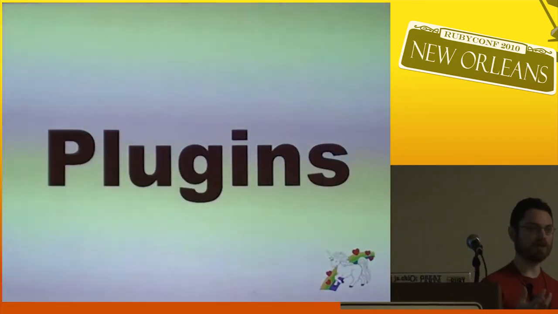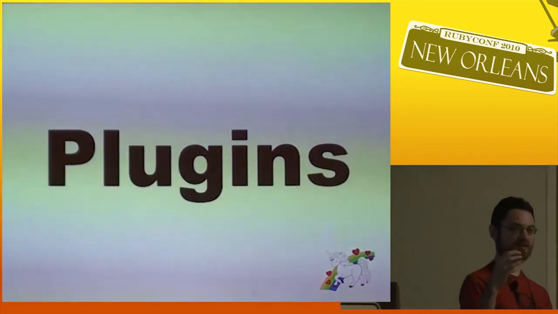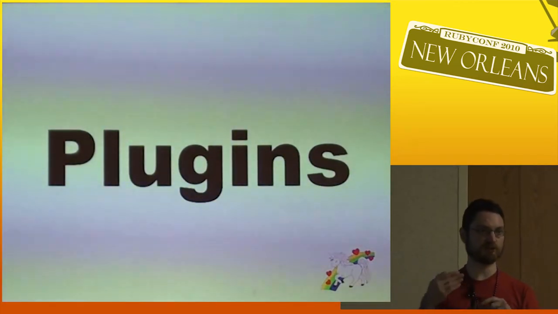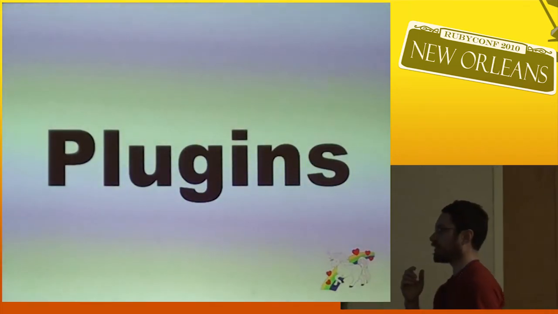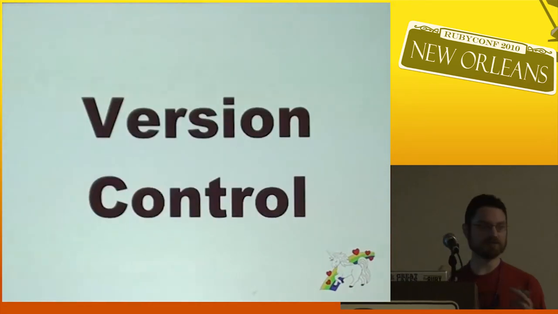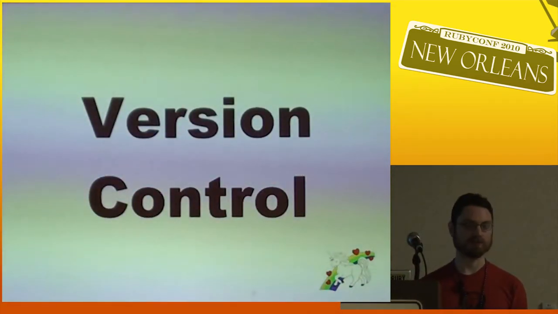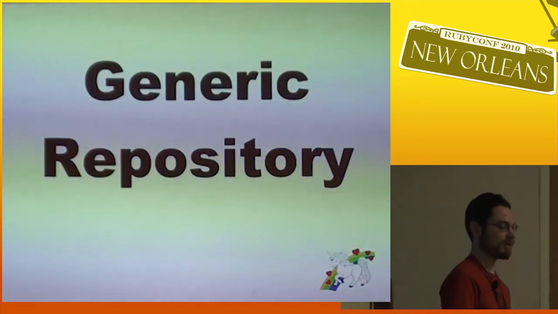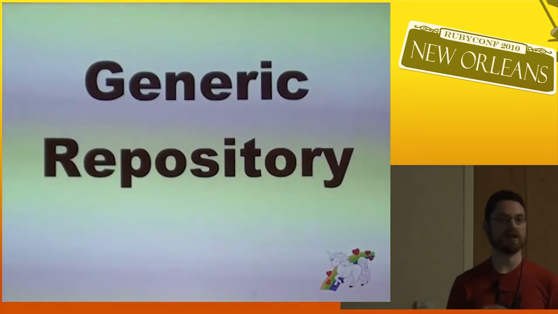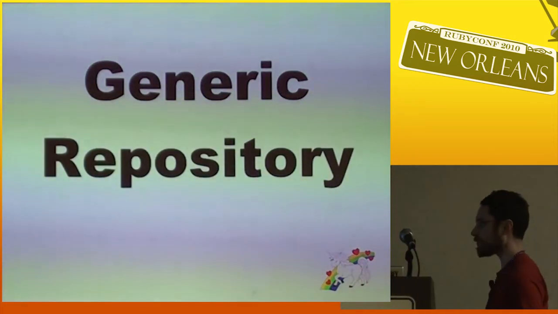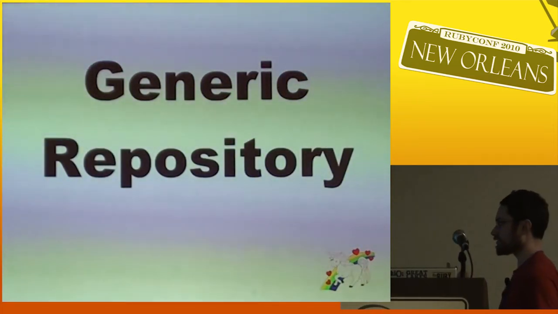Amp Front is also a plugin host. So essentially, this is the plugin container, and then all of the rest of Amp is plugins for that container. First and most important of those is Amp Core. This is what actually turns Amp into a version control system. So it has the generic concept of repository, general helpers like hashing and other support routines like that.